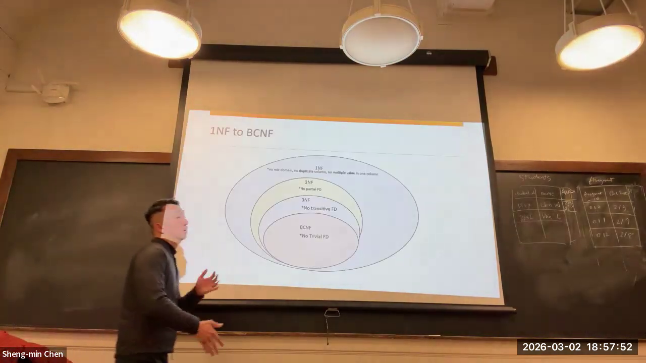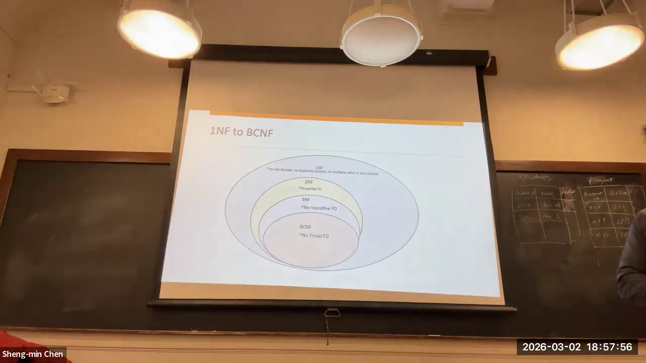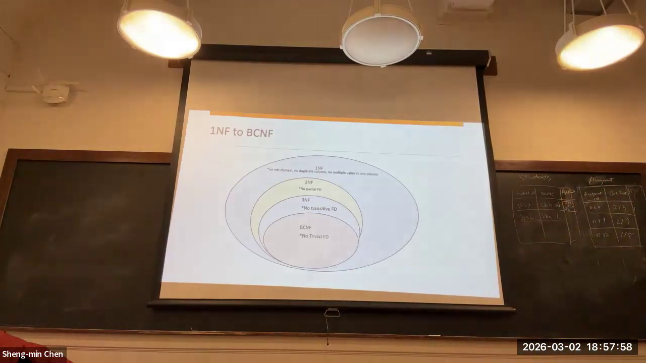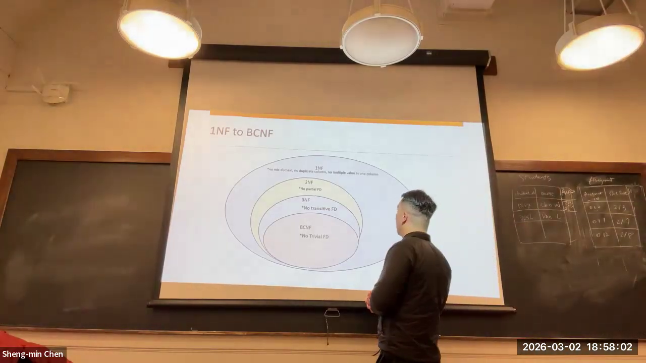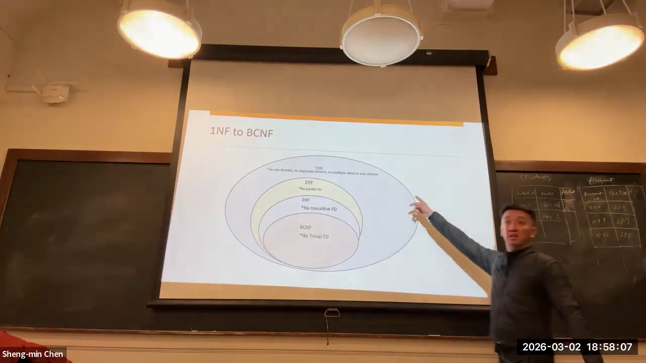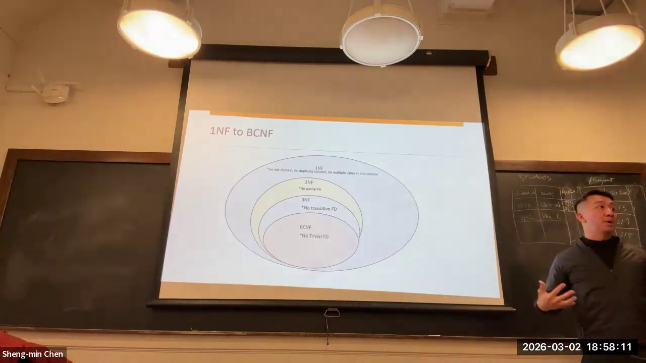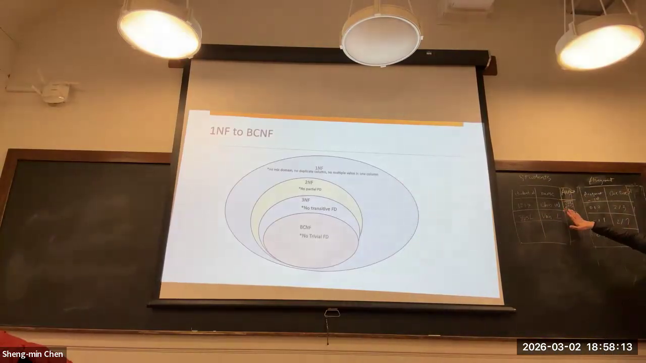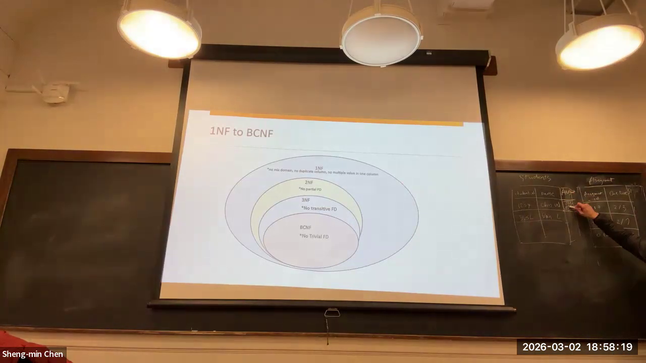The first normalization form should meet: no mixed domains, no duplicate columns, no multiple values in one column. Do you see the very last one here? If you're in first normalization form, this is already out of the question. Multiple values in one column.